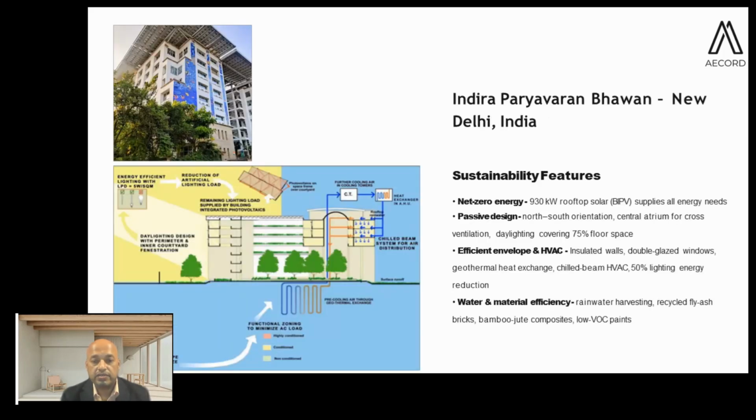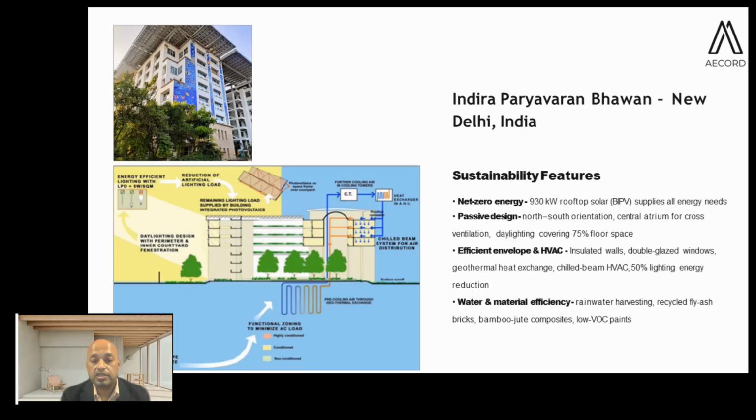So this building has already achieved net zero energy with 930 kilowatts rooftop solar BIPV, that is building integrated photovoltaic. And you have a north-south orientation, central atrium, cross ventilation, daylight covering 75% of the floor space, then efficient envelope and HVAC. Chilled beam concept in HVAC, which is similar to radiant cooling, but it can be 40 to 50% efficient than conventional air conditioning, whereas radiant can be 60 to 65% efficient compared to conventional air conditioning. And also 50% lighting energy reduction. They have done a lot of daylight integration, occupancy sensors, and smart LMS, lighting management system. So they have achieved it through that.